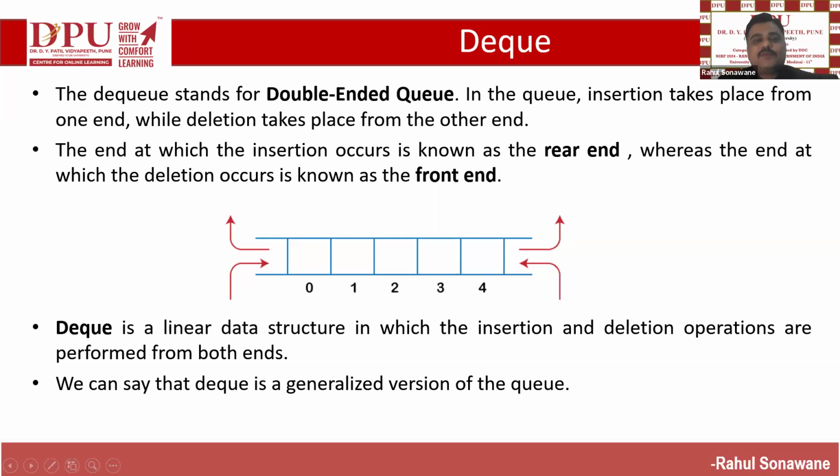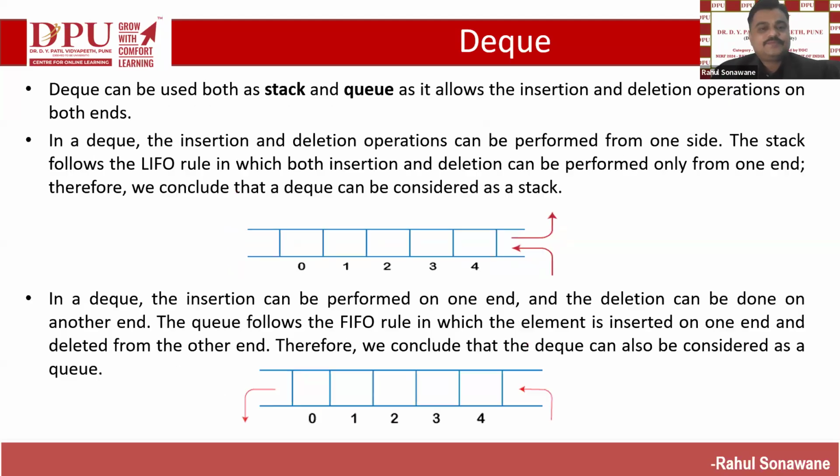So if we have organized our information in this way, then that queue can be referred to as a deque, that is, a double-ended queue. So this queue can be used both as a stack and a queue. Like a stack, it allows us to insert an element from one end and remove an element from the same end.